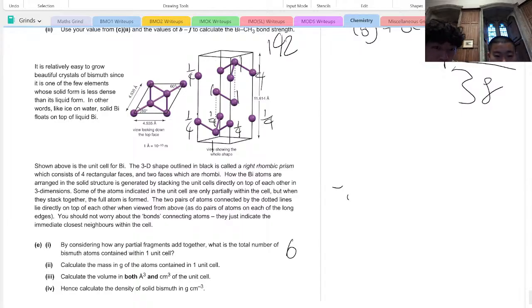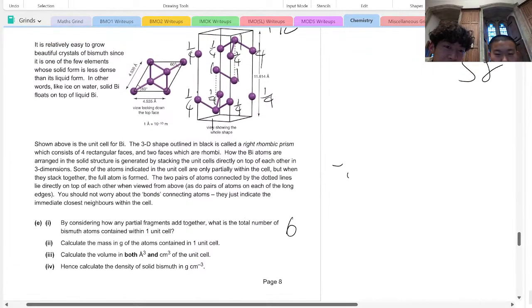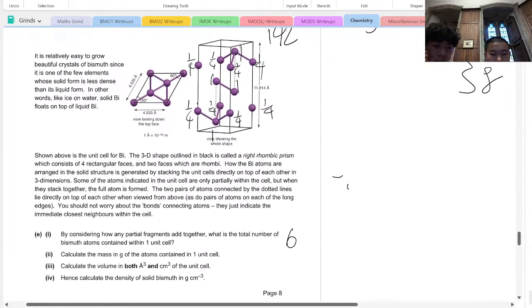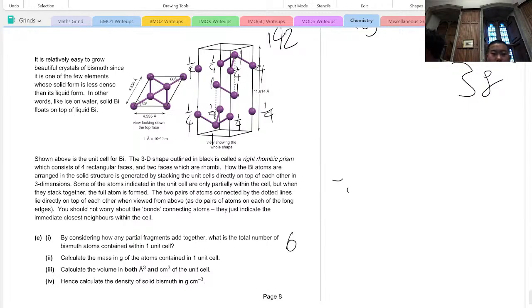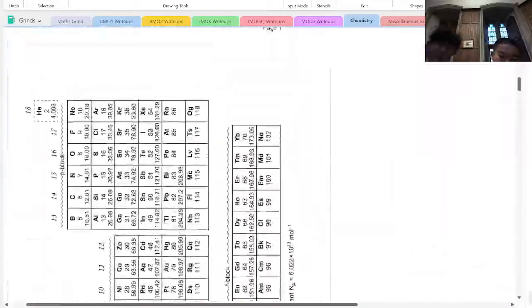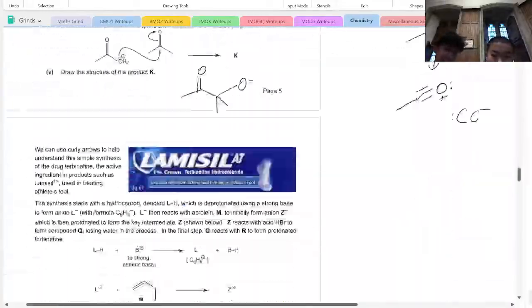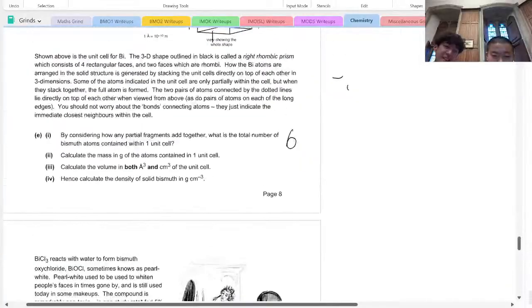What's the total number in 1? Which one's inside or outside? I think there's 8 outside. 1, 2, 3, 4, 5, 6. There's 6. You can just count it. Okay. Calculate the mass in grams of the atoms contained in 1 unit cell. There's 6 atoms. Bismuth. What's the Mr of bismuth? 208.98.